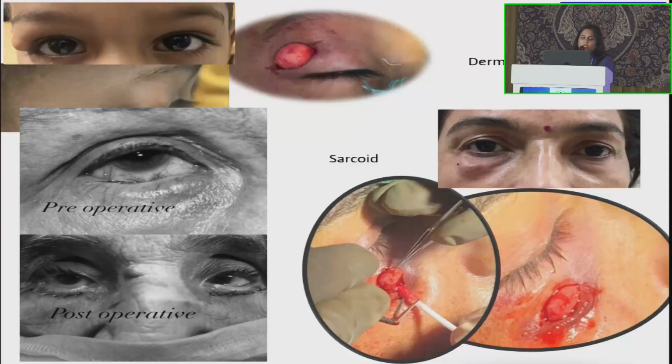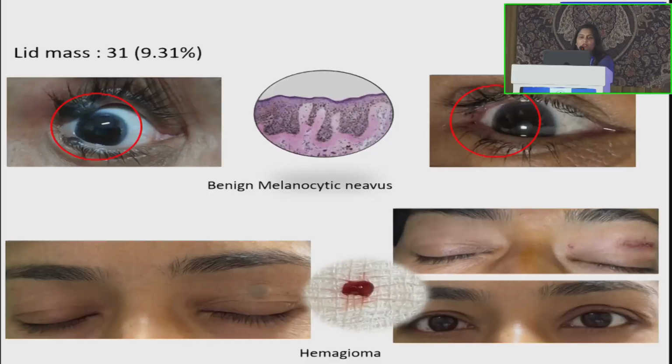This was the pre and the post operative outcome. The lid masses were also noted. For this example, the lady showed, in the right eye upper and lower eyelid, benign melanocytic nevi, and a rare entity of hemangioma in the left upper lid.